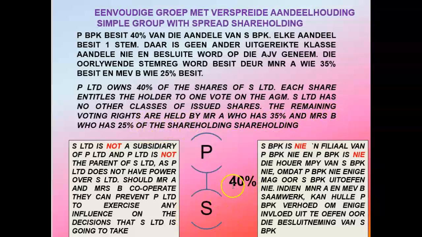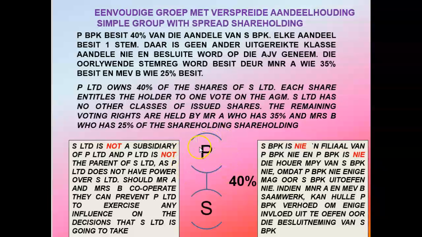So P has more than A. P has 40%, Mr. A has 35%, Mrs. B has 25%. The question is, does P control S? If they are going to vote over something, is P going to have the controlling vote? And the answer is no. If Mr. A and Mrs. B stand together, they together have 60% of the votes. So therefore they can outvote P in any decision.